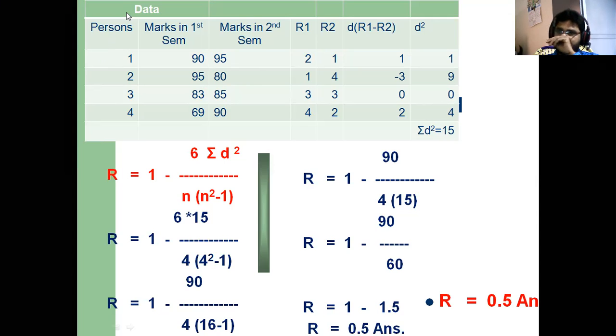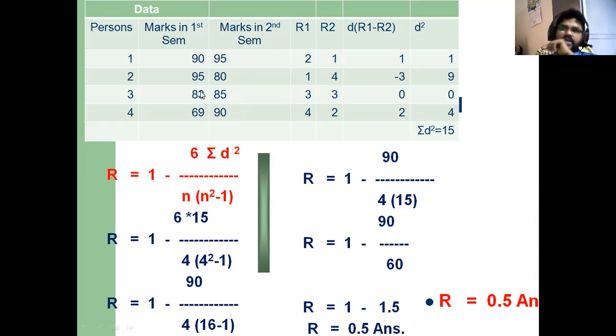For example, they will give the data of marks in the first semester and marks in the second semester. If you take one person, he has got 90 marks in the first semester and in the second semester he got 95. The second person got 95 marks in the first semester and 80 marks in the second semester. The third person got 83 marks in the first semester and 85 in the second semester. The fourth person got 69 marks in the first semester and 90 marks in the second semester.